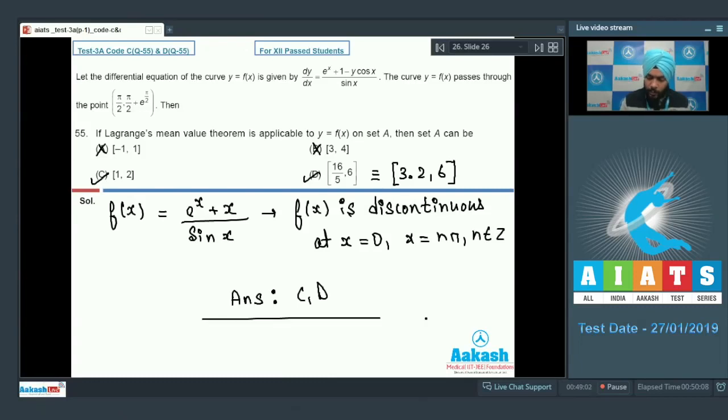Okay, let us move on to the next section that contains matrix type problems.